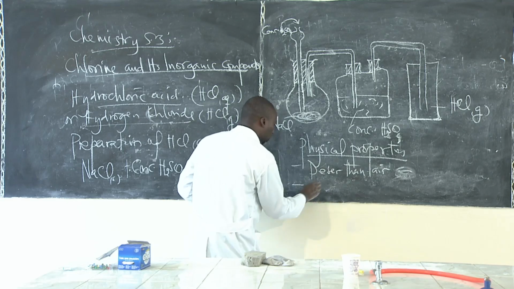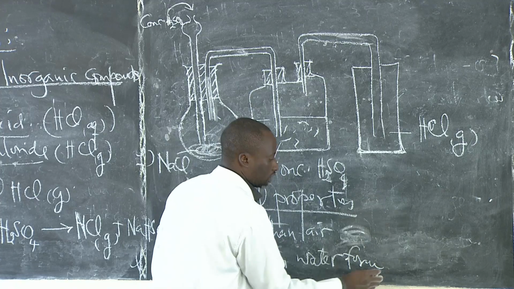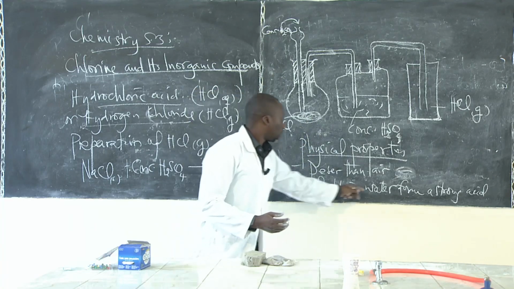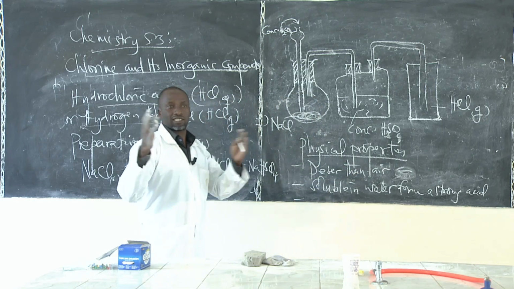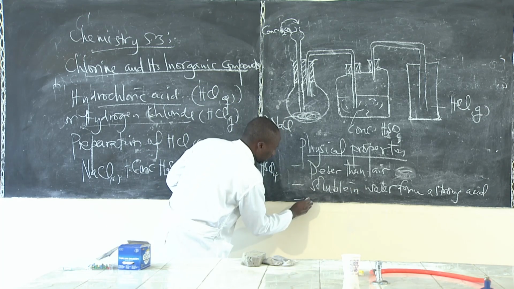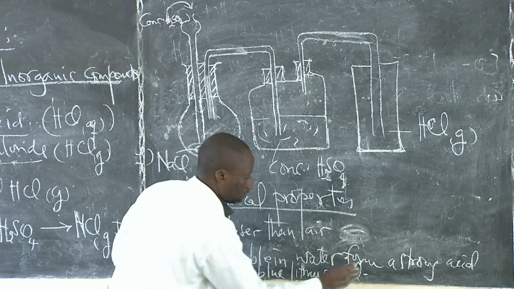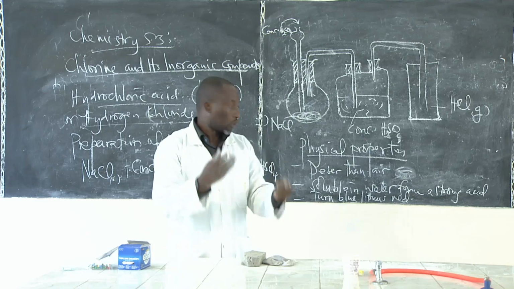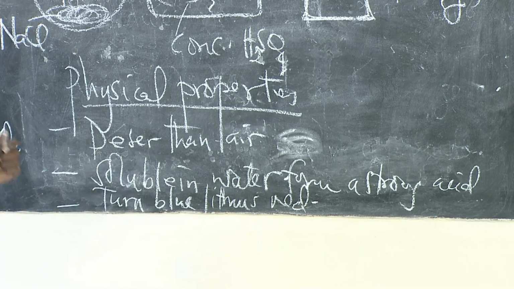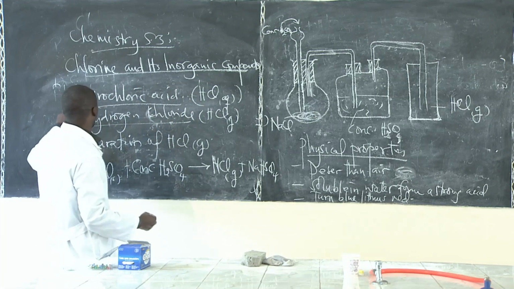It is very soluble in water. When it dissolves in water, it forms a strong acid, which is hydrochloric acid. Soluble in water and forming a strong acid. All acids have similar characteristics. Acidity means that they turn blue litmus red. So if the gas is acidic, then it will turn blue litmus red. So these are some of the physical properties. There are other physical properties, but these are the most important ones that we can mention.